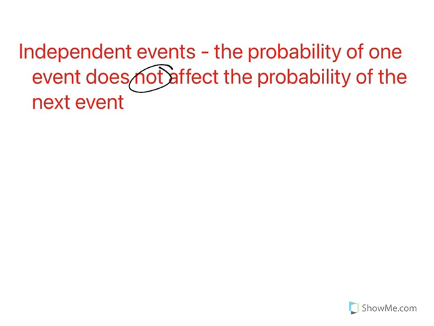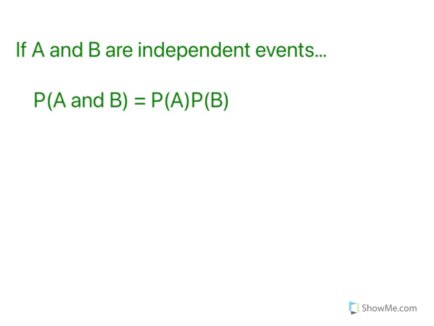Sometimes this is called the domino effect, right? When one thing happens, it impacts the next thing. If one does not affect the other, then we call those events independent because they are creating their own outcome, or their own next thing. So if A and B are independent events, when we are finding "and," which is our multiplication rule, we simply multiply the probability of A times the probability of B. So if they're independent, we multiply.